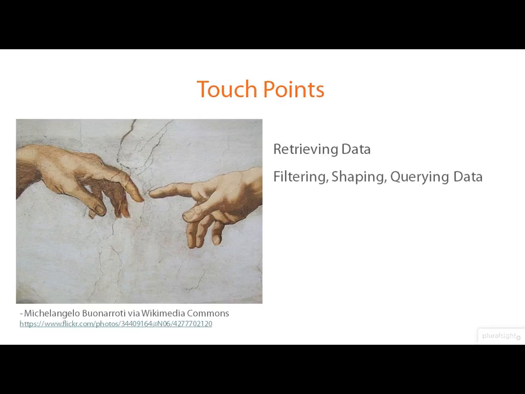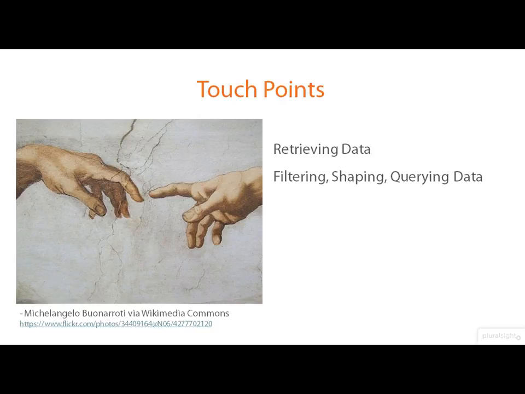A related touch point is filtering, shaping, and querying data. Oftentimes, the web application does not need all of the data provided by a particular resource. Imagine going up to Amazon and requesting the list of all products. Yikes! Instead, the client application can request a filtered list, like only gardening tools, for example.